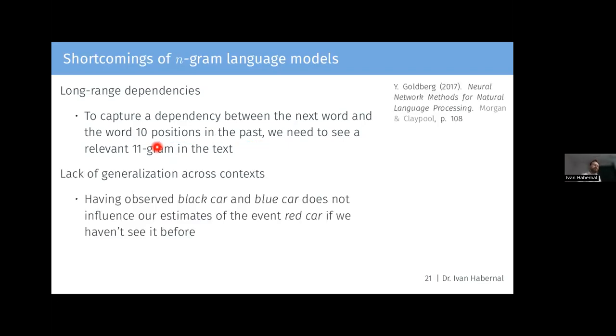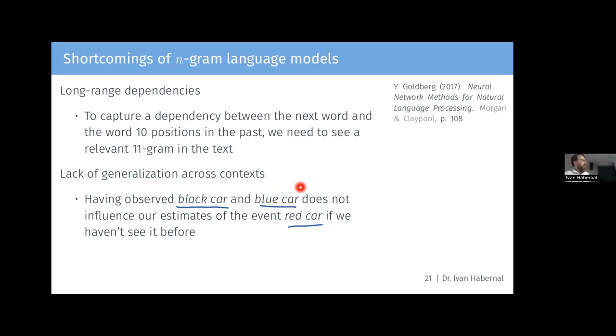Another is the lack of generalization across context. For example, if you observed during training black car and blue car, it does not influence our estimates of the event red car if we haven't seen it before, right? So it doesn't generalize across context. These are just categorical things, and they have no notion of similarity. So they don't help us in estimating other things that are related. Okay.